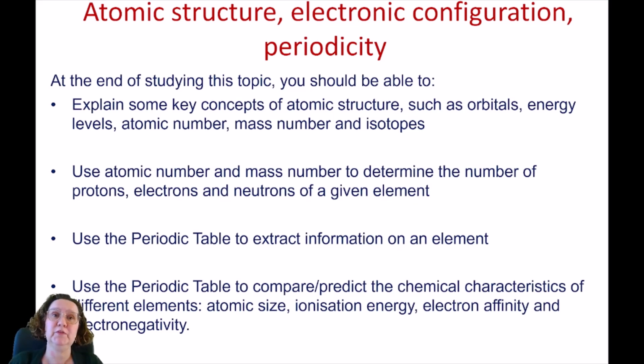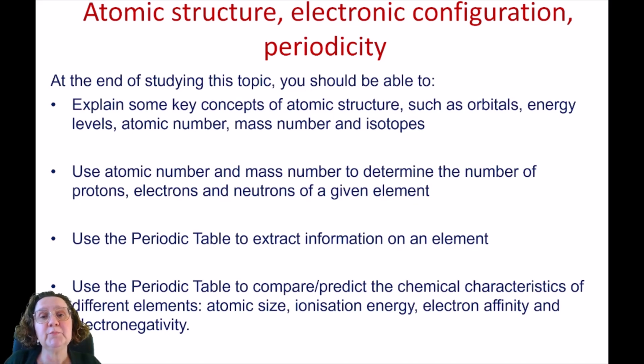The aim of this series of videos is for you to become familiar with key concepts in atomic structure, electronic configuration and the periodic table. At the end of studying this topic, you will be able to explain some key concepts related to atomic structure. For example, what's an orbital, what are energy levels, and also the concepts of mass number, atomic number, and isotopes. You will also be able to use atomic number and mass number to determine the number of protons, electrons, and neutrons of a particular element.